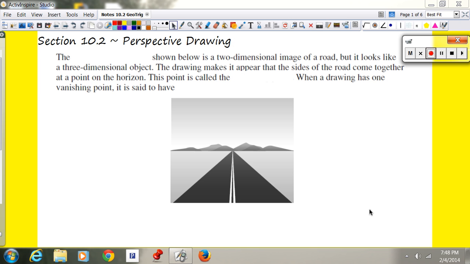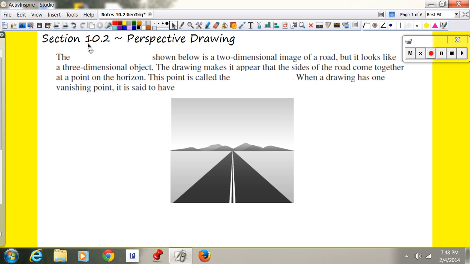Hey guys, here's some notes for 10-2 perspective drawings. We learned about orthographic projections in 10-1, about 3 different views. Now we're going to take a little bit about perspective drawings. I know this is not hugely geometry related, but it does have some tie-ins. And so first we're going to talk about perspective drawings.